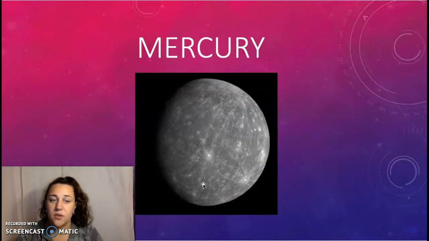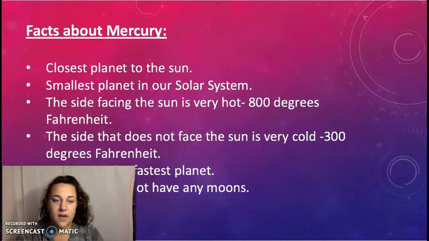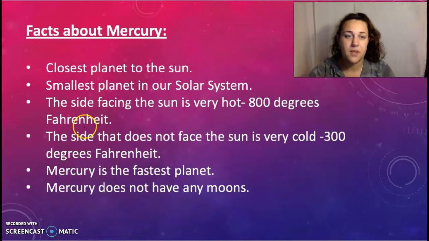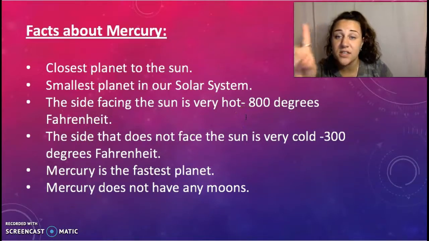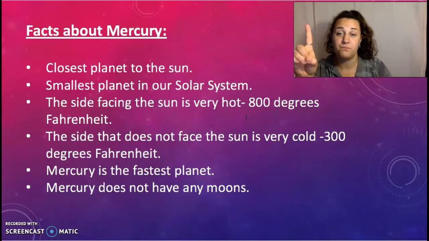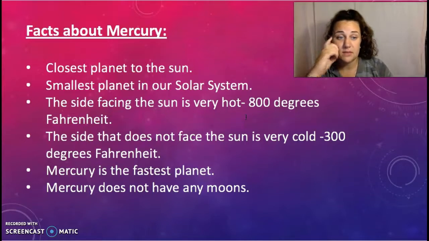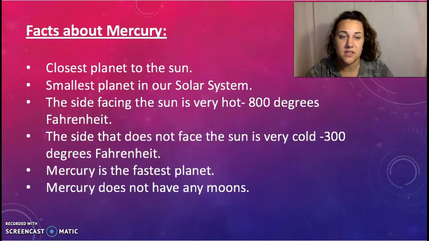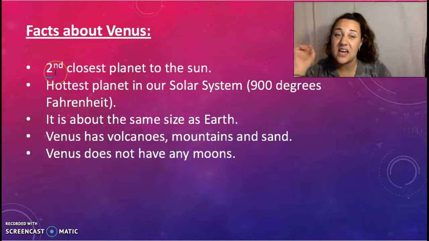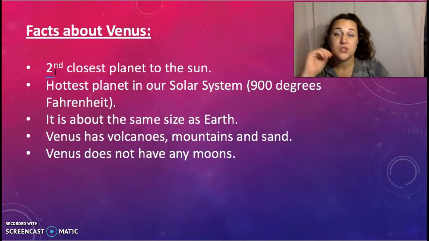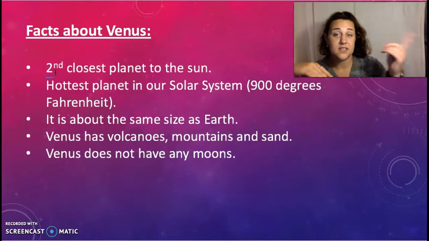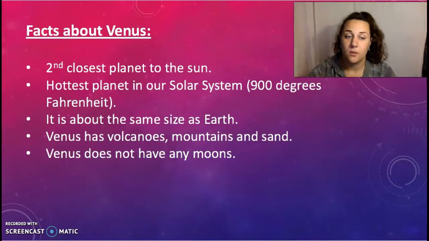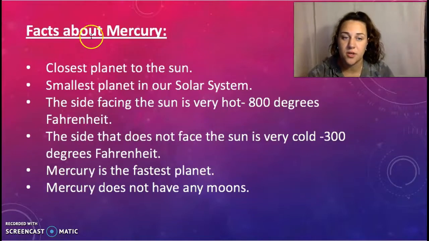So just again, refresh your memory. All right, so we're going to start with Mercury. So some facts about Mercury. It's the closest planet to the sun, right? It's the first planet. It's number one. Let's keep that in mind because when I come to Venus, it's the second closest planet, right? So I have Mercury is the first planet, Venus is the second planet. Okay, let's go back to Mercury.